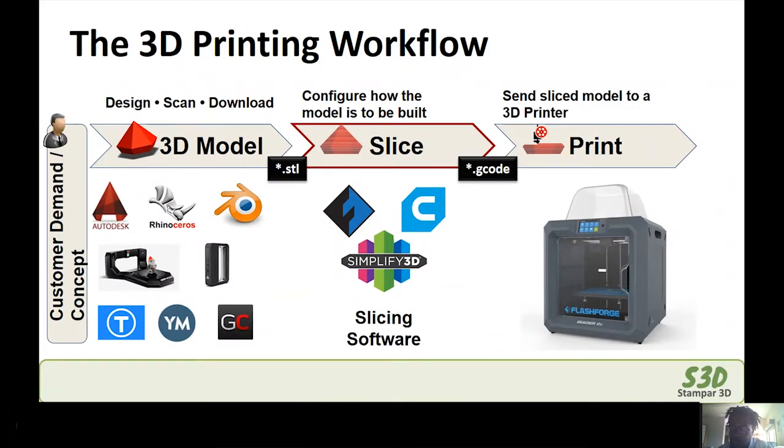Now, typically, when you get a 3D printer, it will come with its own slicer. And this is digital manufacturing. The slicer allows you to control every aspect of the resulting part, the part that you 3D print.